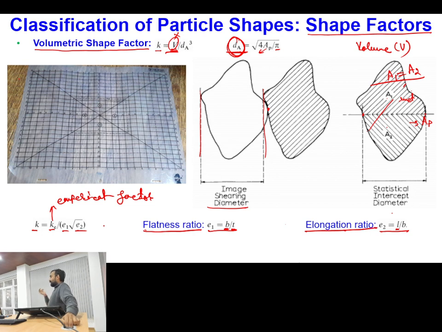But if you have a particle of smaller size, what you need to do? You need to visualize the particle through, say, a microscope. And there you have to take the projections and images of the particle in different orientations. Then you will be able to calculate T, L and B. And after that, you have to multiply with some empirical factor. You have to divide this by E1 into square root of E2. Okay.